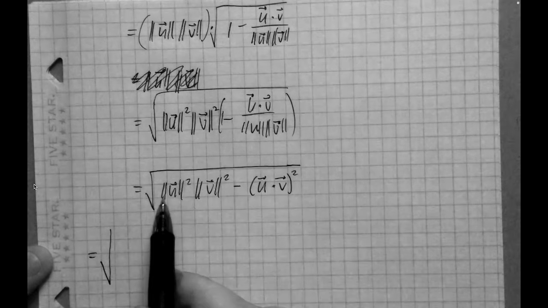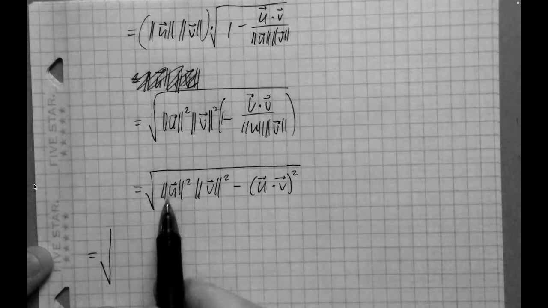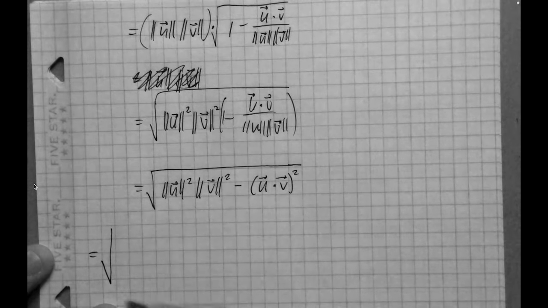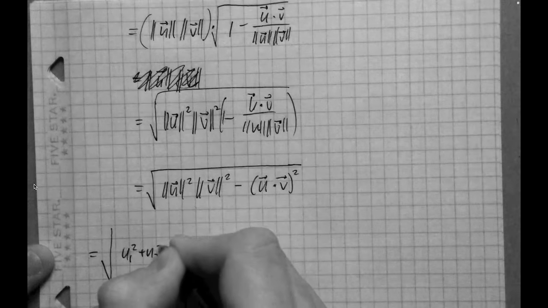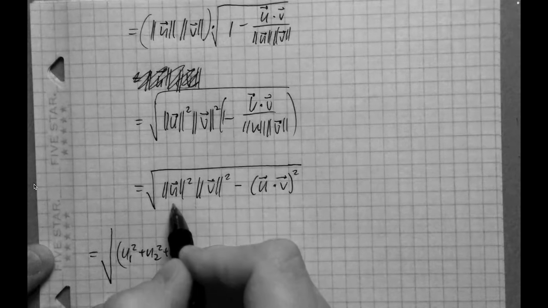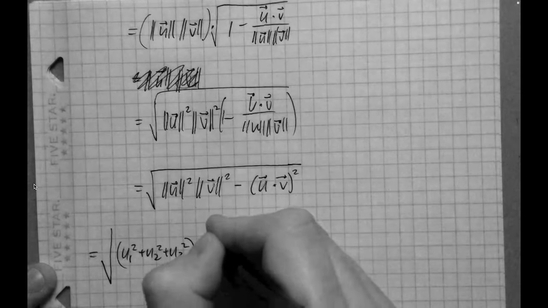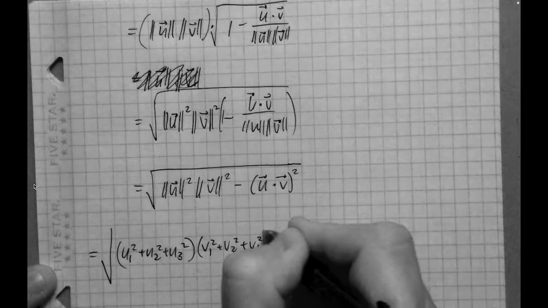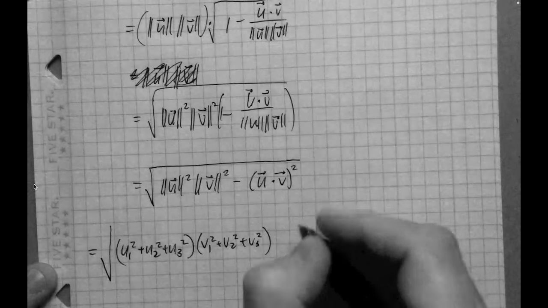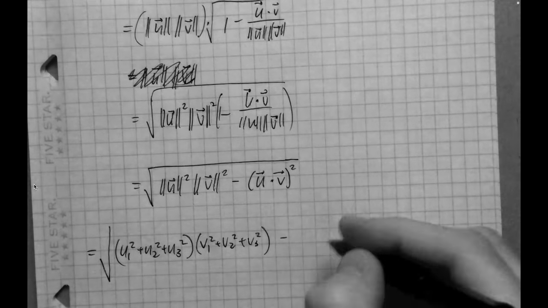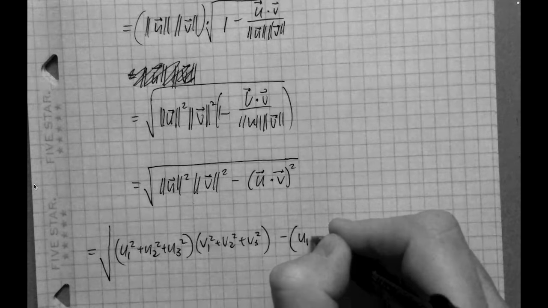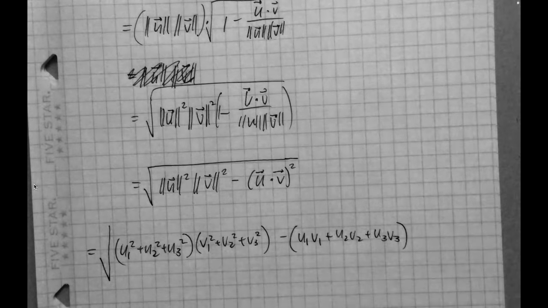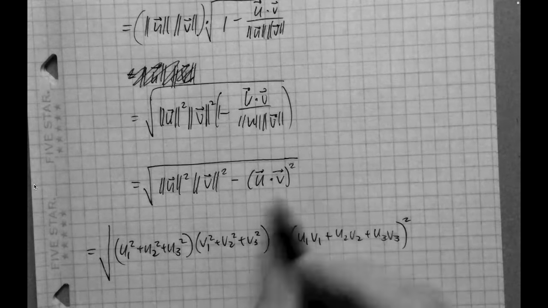Okay, so the norm of u squared, this is a 3-dimensional vector, a space vector. So it'll be u1 squared plus u2 squared plus u3 squared. That's this guy. And then times the same thing for v: v1 squared plus v2 squared plus v3 squared. That's this one. Minus, now we've got the dot product here. So remember the dot product is u1 v1 plus u2 v2 plus u3 v3. All right, we'll square that because it's squared.